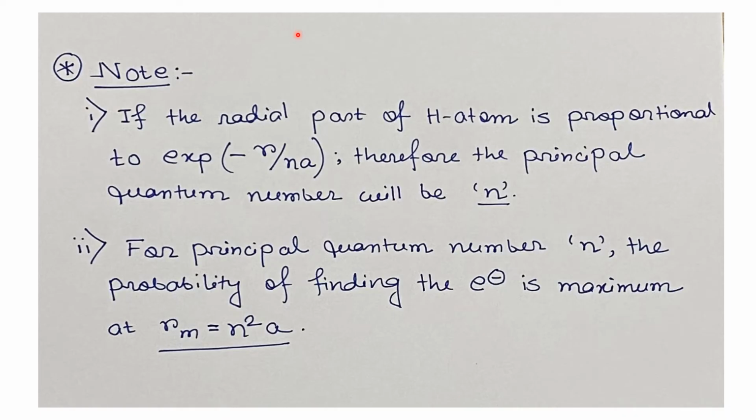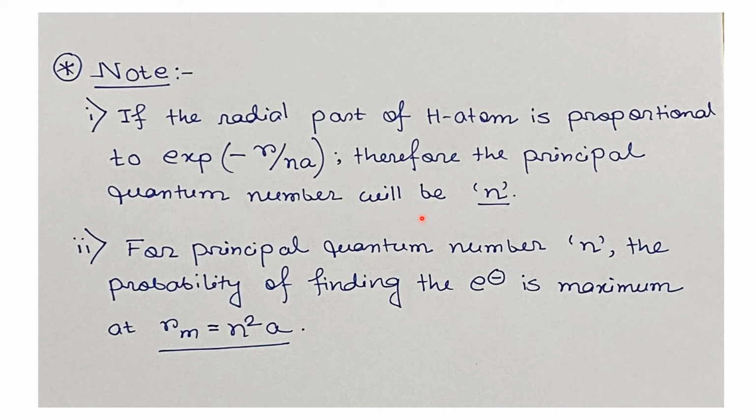Now we'll discuss some important tricks to solve this question very easily. The first point is, if the radial part of the hydrogen atom wave function is proportional to e to the power minus r by na, then we can directly say the principal quantum number for the wave function is n. So in our case the wave function radial part was for the second excited state, so n equals 2.